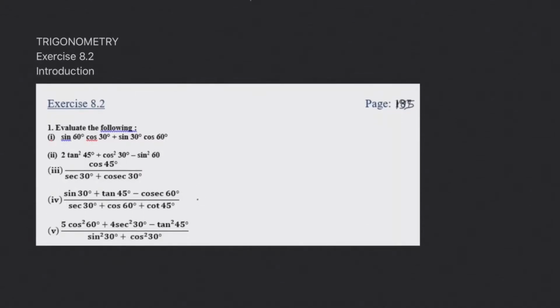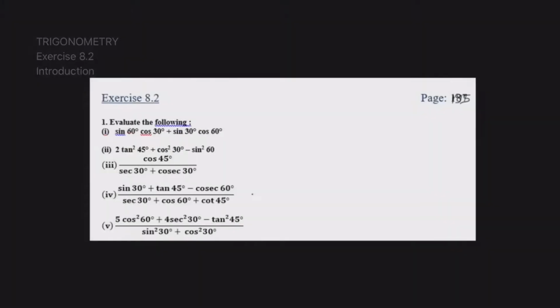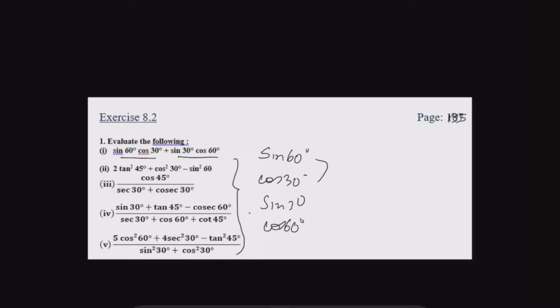In this video we'll start with exercise 8.2 trigonometry class 10. The question they've given is: evaluate the following: sine 60 degree, cos 30 degree, sine 30 degree, cos 60 degree. In order for us to solve all these questions, we need to know the values of sine 60 degree, cos 30 degree, sine 30 degree, cos 60 degree. If we know these values, we'll just put them directly and we'll get the answer.